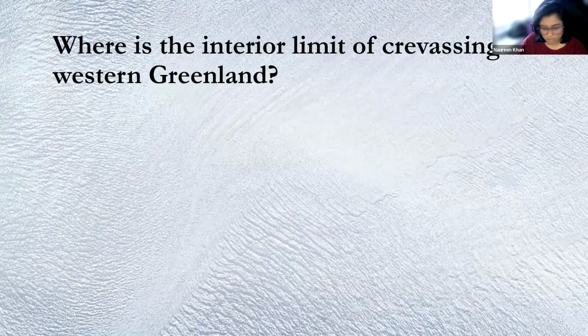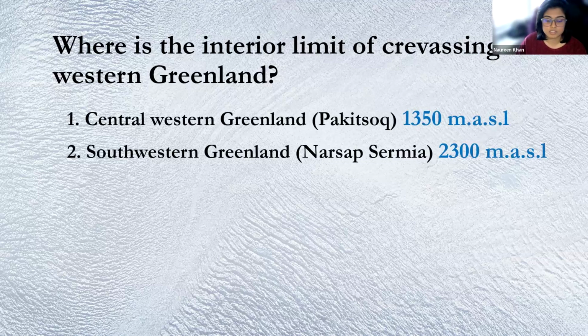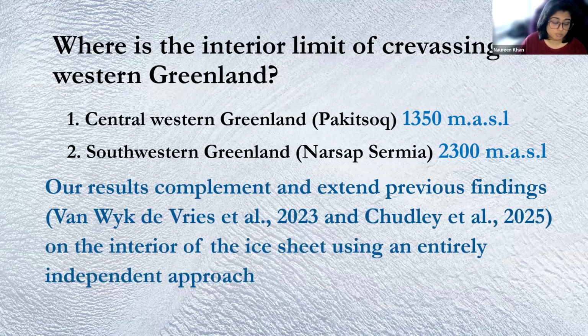And then let's see. So going back to the original question of where is the inland limit of crevassing in Western Greenland. For Pakitsoq, we're saying that it's about 1,350-meter elevation. For Narsap Sermia, we're saying about 2,300-meter elevation. Our results complement and extend these previous data sets very well into the interior of the ice sheet using an entirely independent approach.